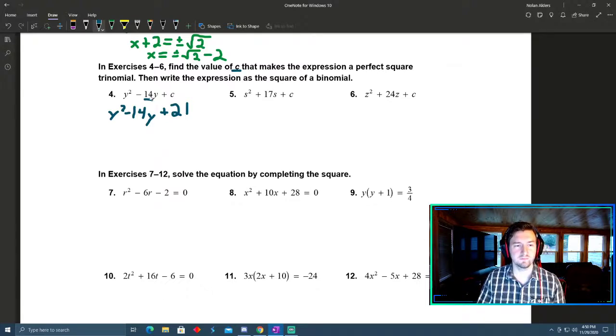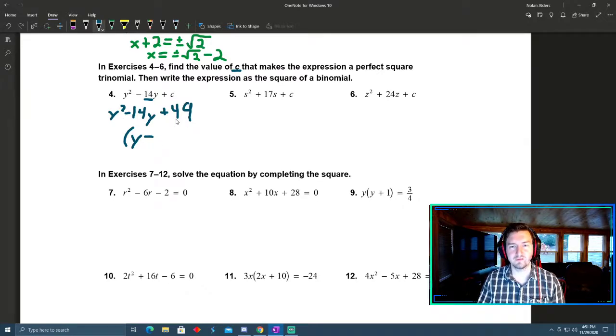So 7 squared. Oh, 7 squared is not 21. Glad I caught that before y'all did. 7 squared is 49. All right. And then we want to write it as a square of a binomial. So in other words, we can do y, since this is a plus and this is a minus, we'll just have a minus here.